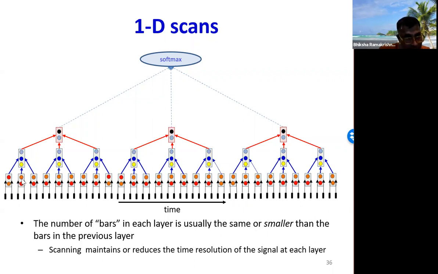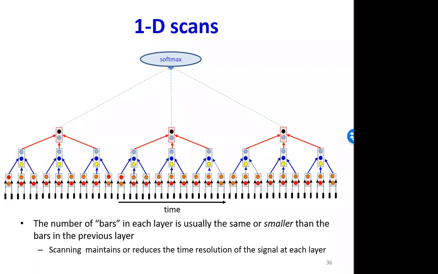Or here the stride is 3, so you're going to get 1 second layer bar for every 3 bars in the first layer. And here too, the stride is 3, right? So do you understand this figure? You must all be very familiar with this figure. This figure making sense to you guys?